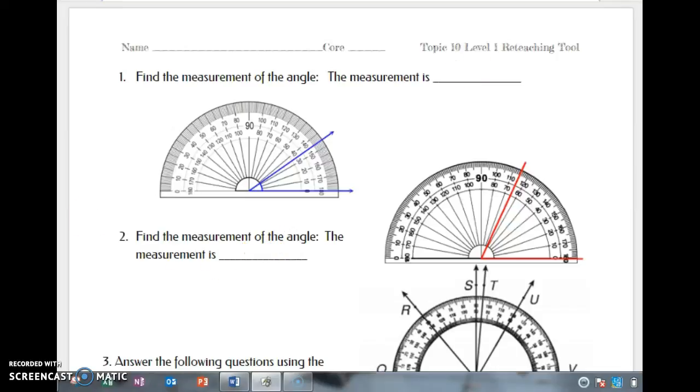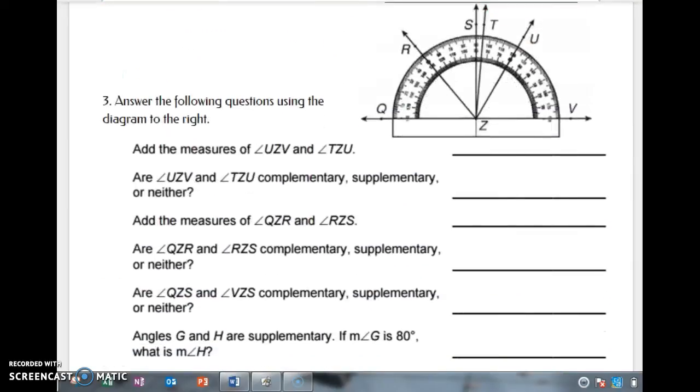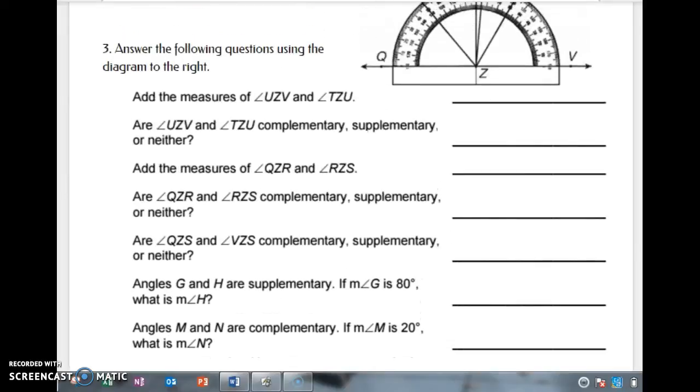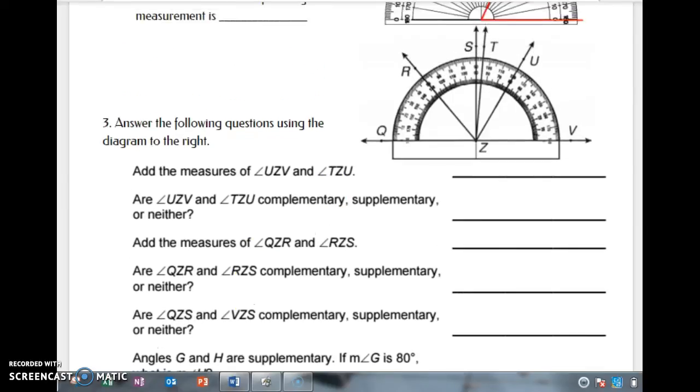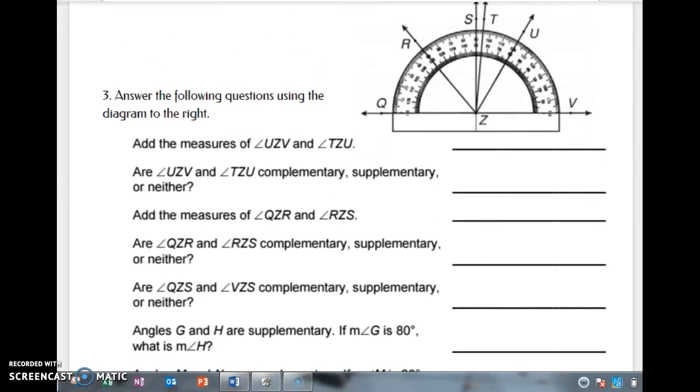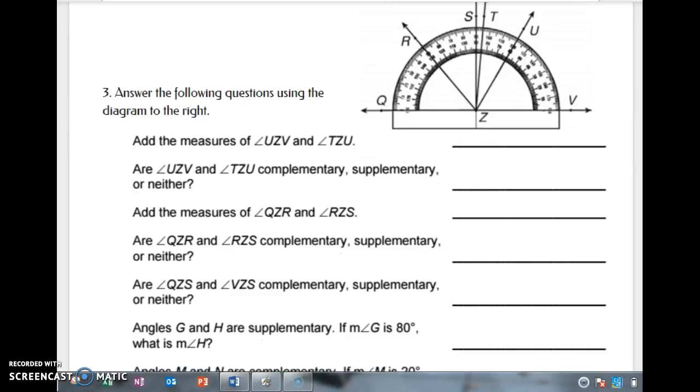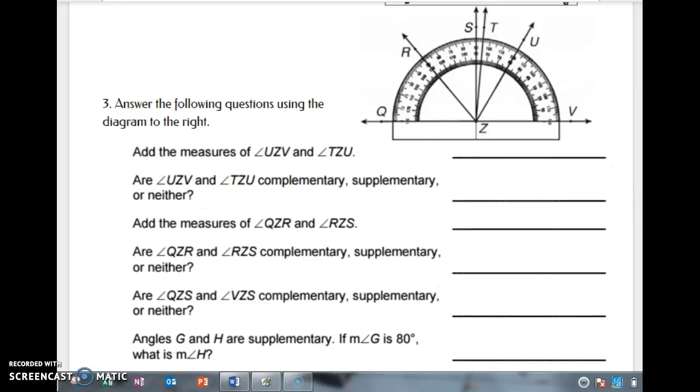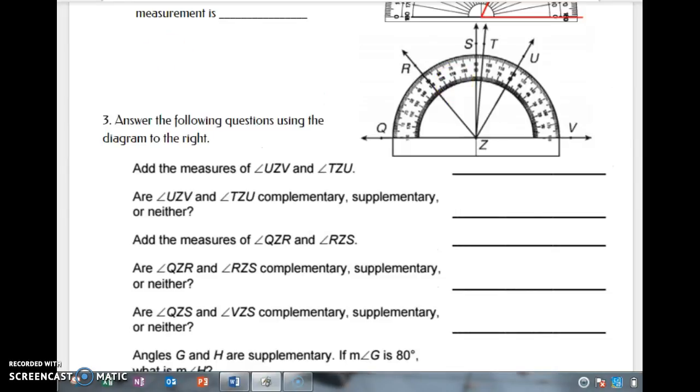Okay. Then we can go ahead and move on to question 3. Now question 3 has several different questions here. It looks like it goes on to 1, 2, 3, 4, 5, 6, 7 questions, all referring to this top picture here. All right, so for this very first one, it wants you to measure the angles of angle UZV and angle TZU. So I will go ahead and draw those angles out for you.